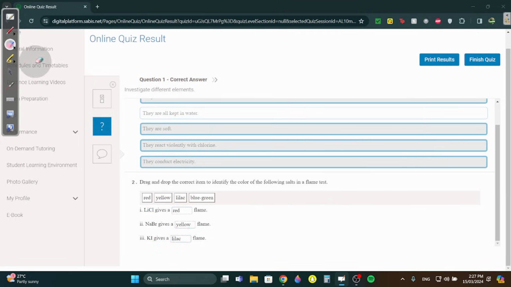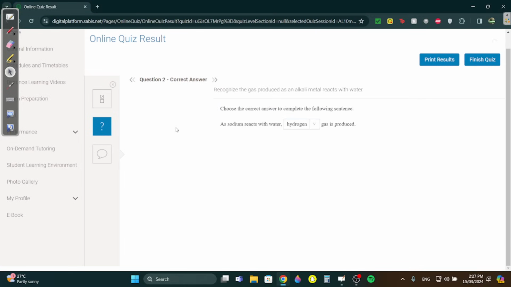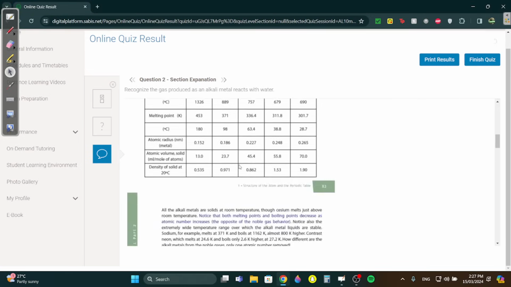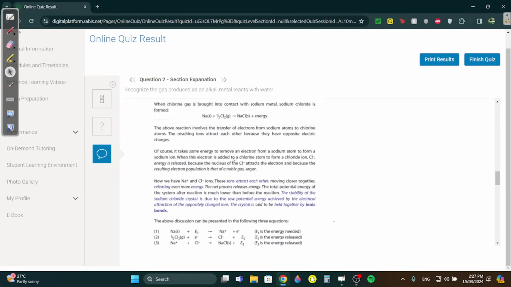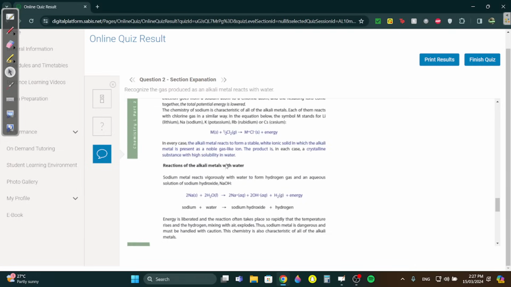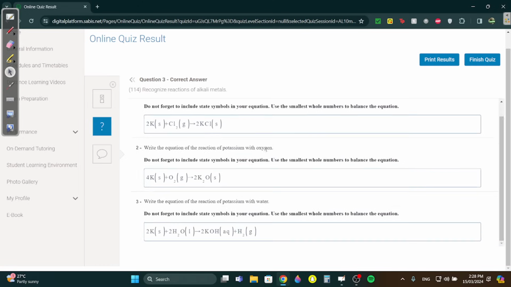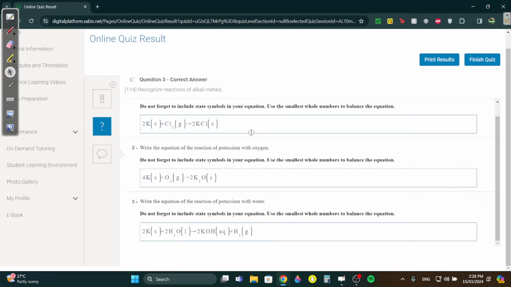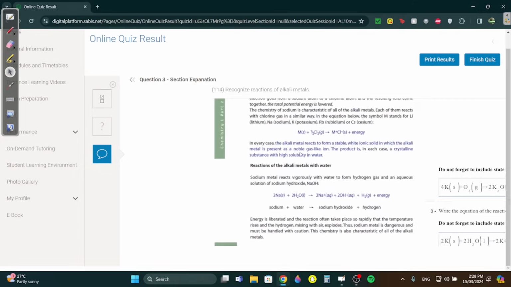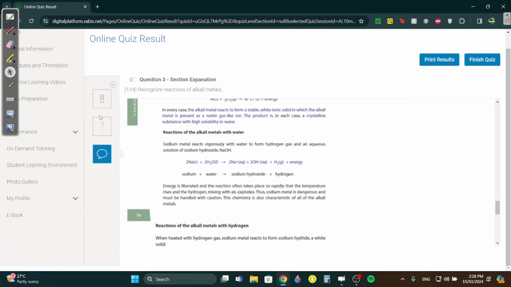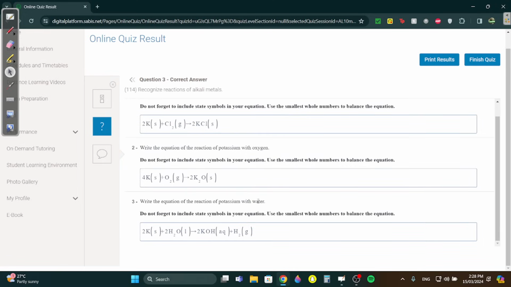Question 2. As sodium reacts with water, hydrogen gas is produced. These alkali metals have reactions with chlorine, water, and hydrogen. They're all in question 3 here, so you have to write the reaction. I'm not going to let you memorize, because in the book they give you a rule. You can memorize the rule, but I don't like memorizing. I always like understanding, so let me show you how to do it.